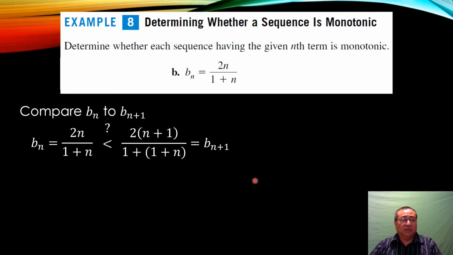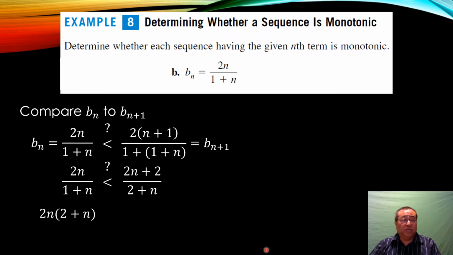And let's look at the sign. We want to know if it's less than, or I guess we could also put the greater than sign. We want to know how that comes out. Nothing to do with the left. On the right, there comes 2n plus 2 over 2 plus n. And what we're going to do next is multiply.